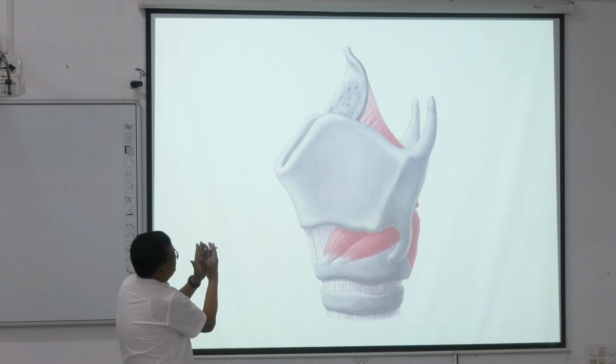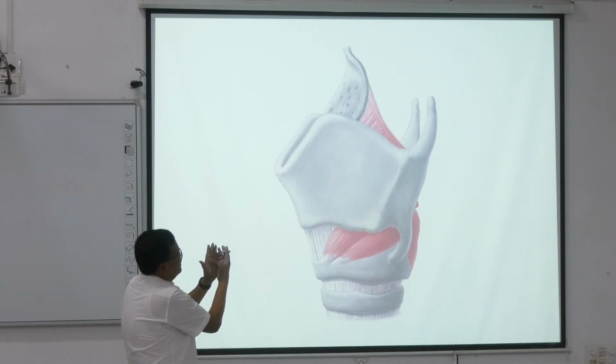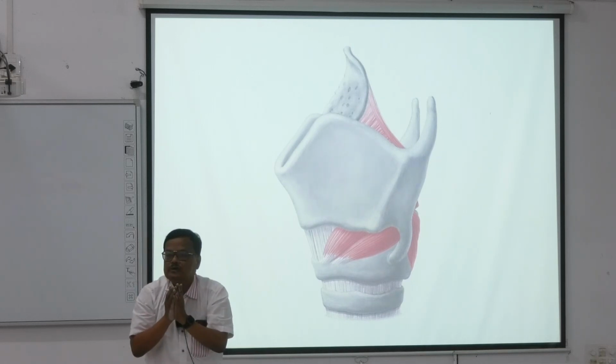And in the posterior part of the thyroid lamina, here the anterior end of the vocal cord is attached.